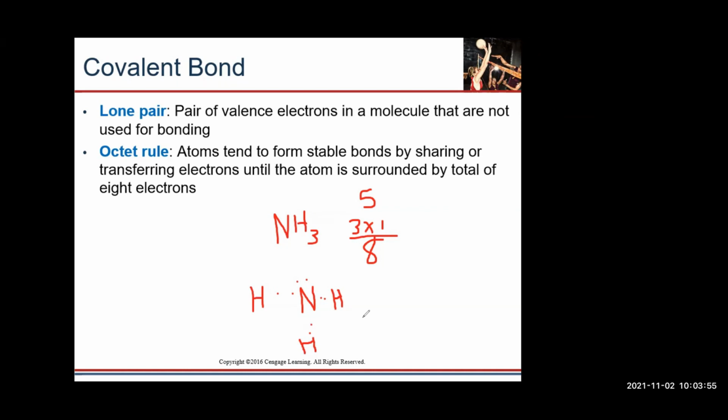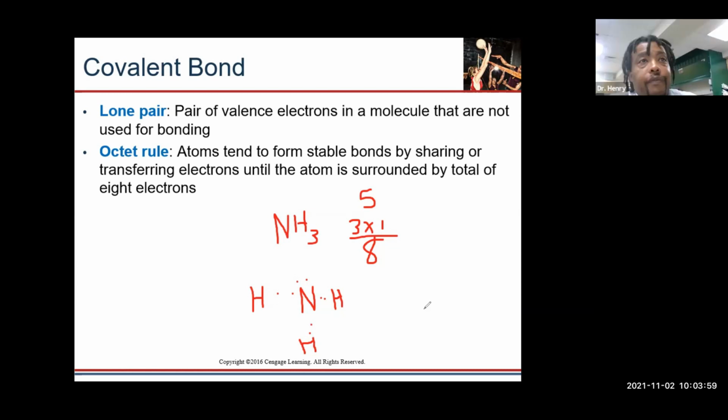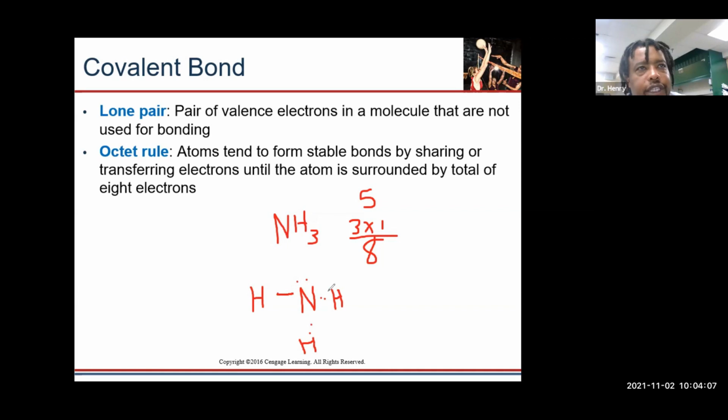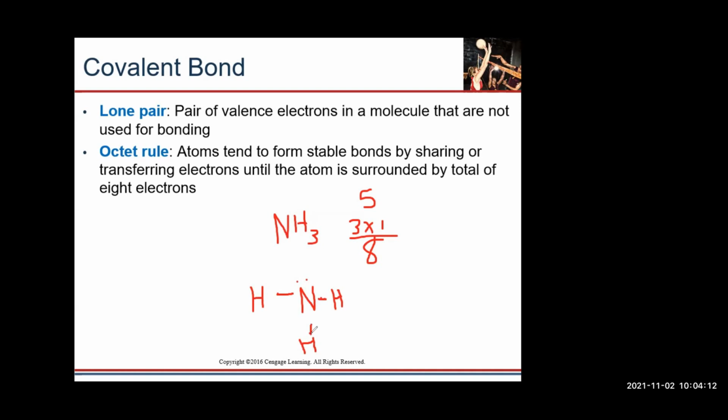Is it to make sure each one of them has 8? Yep, except for hydrogen, which only has 2 around it. Okay, so let's go ahead and draw these lines because that's going to be sharing. That's going to be sharing, and that's going to be sharing. So do we have 2 around this hydrogen?